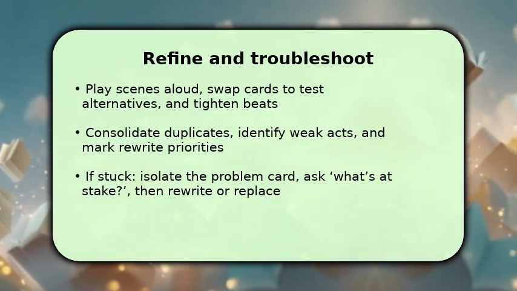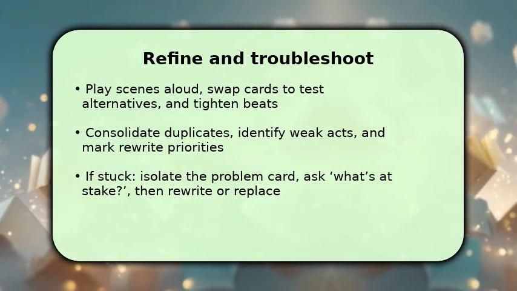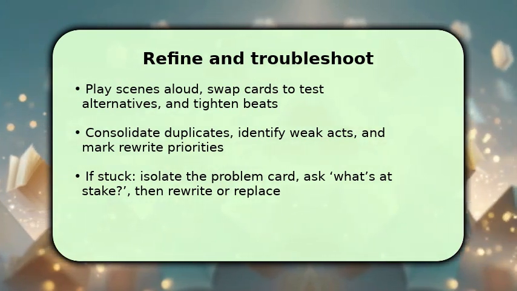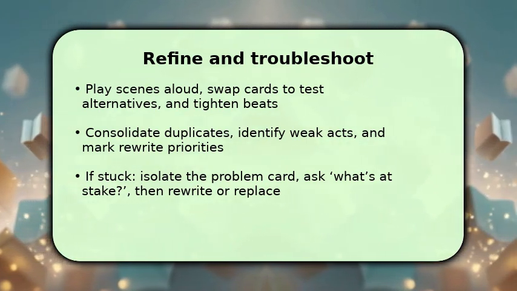If things go wrong and the story stalls, isolate one card where action weakens. Ask what's at stake for the character. Then rewrite that card with a clearer objective and consequence to restore momentum.